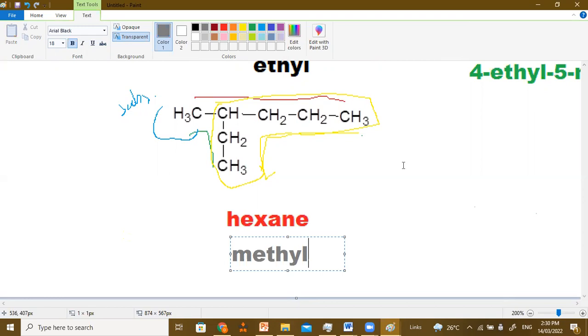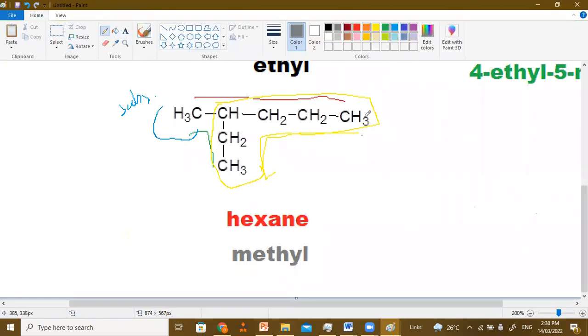Start counting from the yellow, up or down. Okay, let's start with yellow: 1, 2, 3, 4. This is carbon 4. But if you start counting from the bottom, that is just 1, 2, 3.